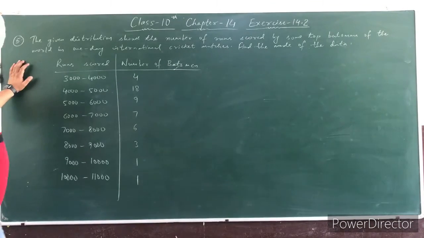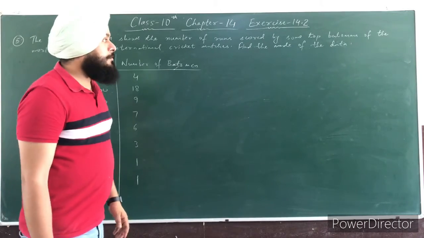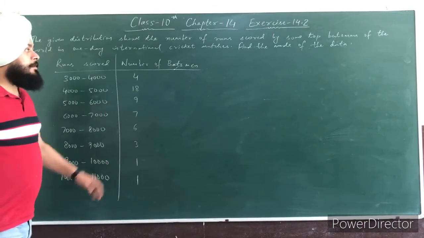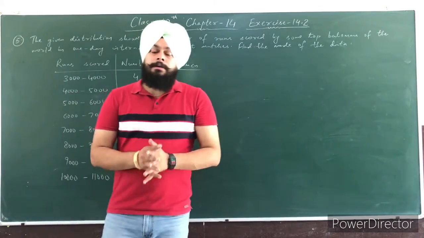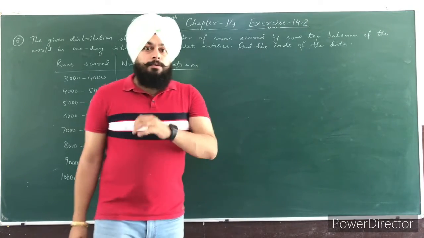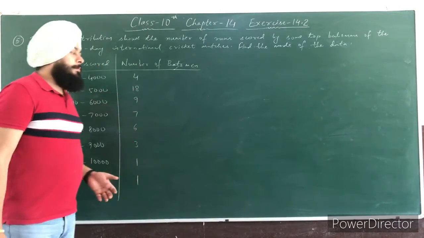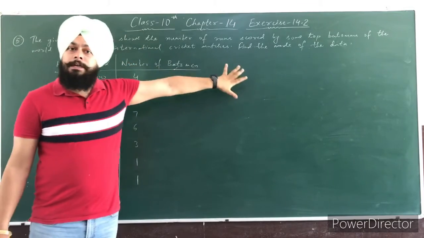Now next is question number 5. The given distribution shows the number of runs scored by some top batsmen of the world in one-day international cricket matches. Find the mode of the data. So in the question it is given that the top batsmen of the world in one-day international cricket scored some runs, and that data is given. So we have to find the mode of the data.